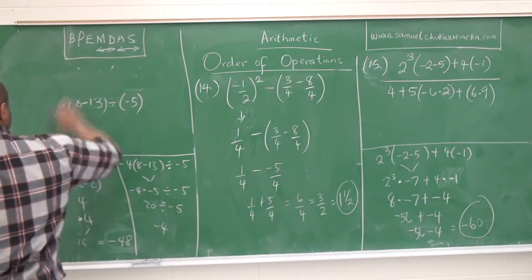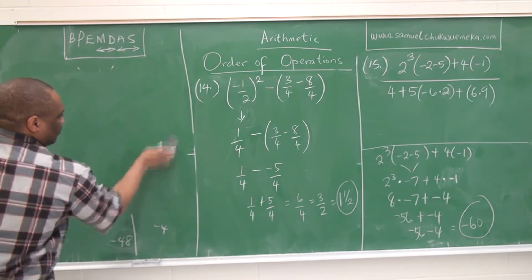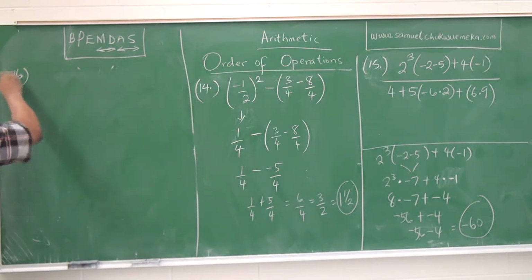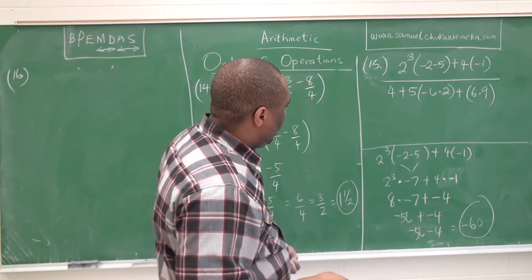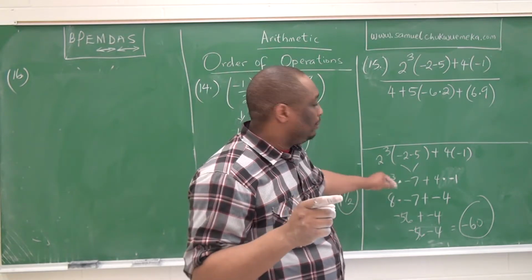Question 16. We're almost getting there. Okay, wait a minute now. This is negative 60. We just did the numerator.